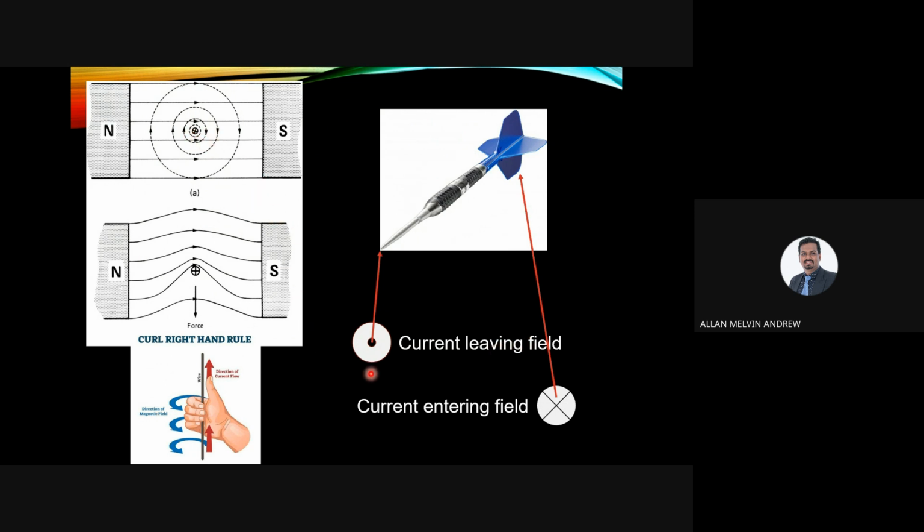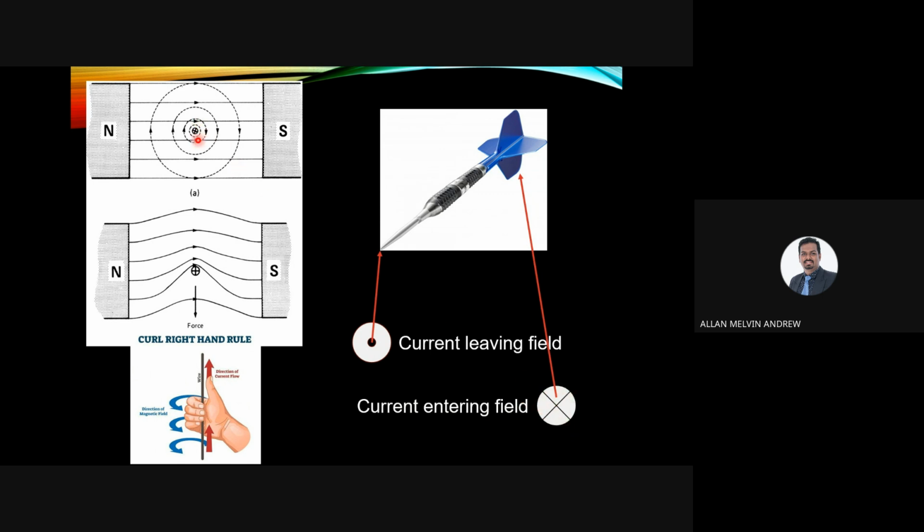When the current is leaving the field, we can use our right hand. Our thumb is the direction of the current, and we curl the other four fingers. If the current is leaving the field, the magnetic flux will be counterclockwise. You can test it. If the current is entering the field, the symbol will be X or plus.